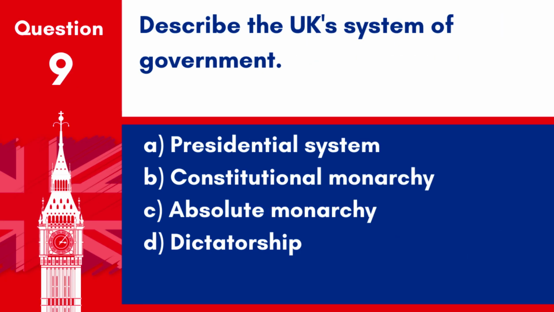Question 9. Describe the UK's system of government. A. Presidential system. B. Constitutional monarchy. C. Absolute monarchy. D. Dictatorship. Answer: B. Constitutional monarchy. The UK operates under a constitutional monarchy where the monarch is the head of state and the Prime Minister is the head of government.